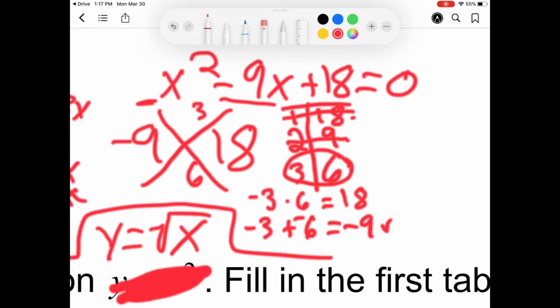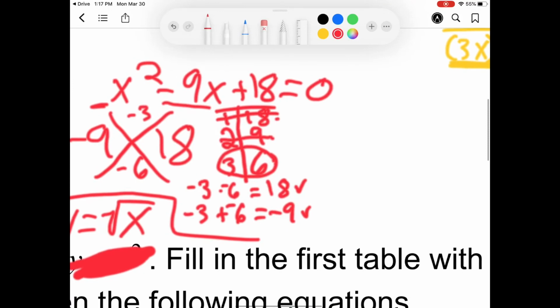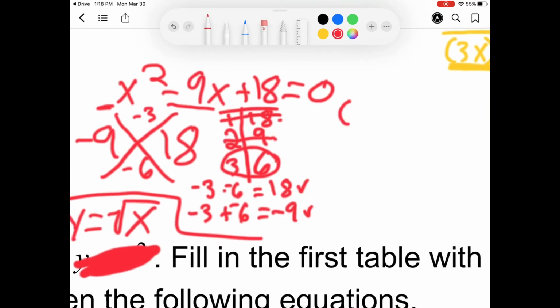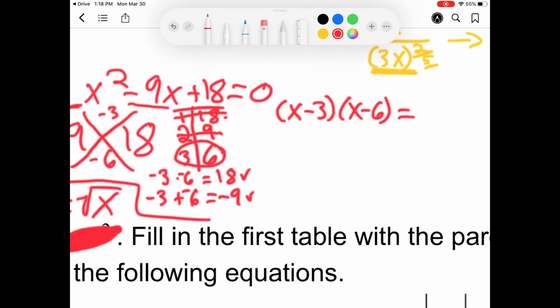So now I'm going to do negative 3 times negative 6. That does give me positive 18. So using those magic numbers, my factored form is x minus 3 times x minus 6, and still equal to 0. So this is our factored form.